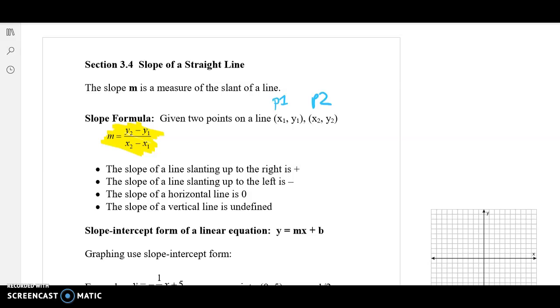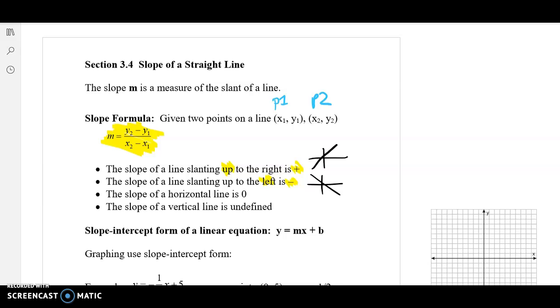If your slope is positive, from left to right, it would be slanting up. So it's increasing. Your y values are increasing. If your slope is negative, the line is sloping down to the right, but you can say that it's sloping up to the left. So what I mean by that is for increasing slope, your line's going up. For decreasing slope, your line is going down.